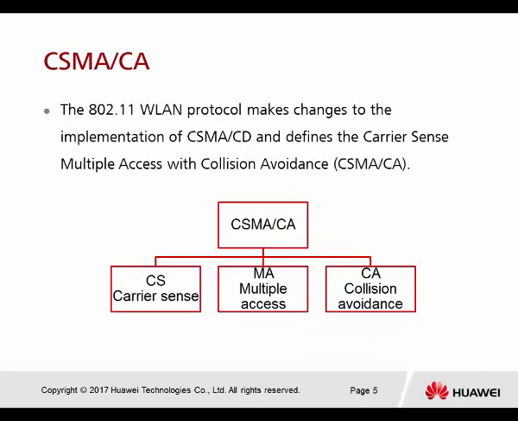So CSMA-CA will be used for 802.11. Just now, CSMA-CD is used for 802.3, which is the Ethernet LAN connection. For wireless, it's using CA. So this is the name for CSMA-CA, collision avoidance.